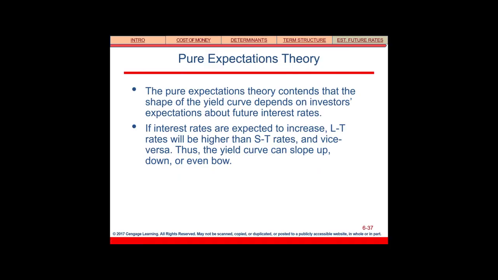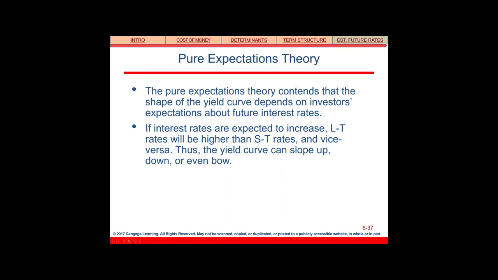Okay, now we have finished the equations of the determinants of interest rate. So the next is the second important topic in this chapter, that is pure expectation theory. The pure expectation theory contends that the shape of the yield curve depends on the investor's expectations about future interest rates. So basically it says the shape of the yield curve, whether it's going upward or downward or hump shape, depends on the investor's expectation about future interest rates, right?